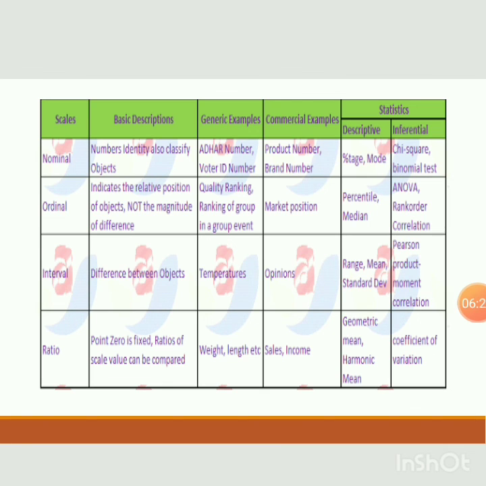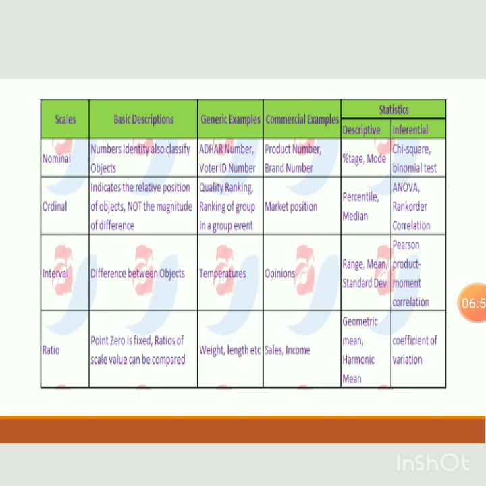Then the third scale is the interval scale, where we have seen that the difference between objects can be calculated. The example was temperature, and in human resource management, we have the calculation of opinion as the example. Statistical operations possible are range, mean, standard deviation, and product moment correlation.